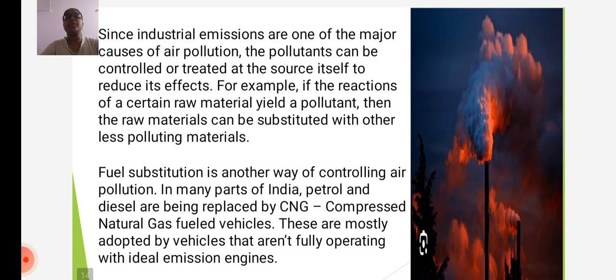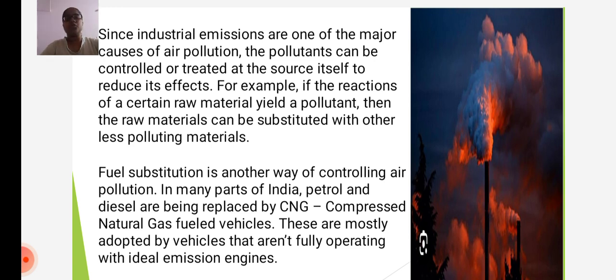Since the industry's emissions are one of the major causes of air pollution, the pollutants can be controlled or treated at the source itself to reduce its effects. For example, if the reactions of a certain raw material yield a pollutant, then the raw material can be substituted with other less polluting materials.